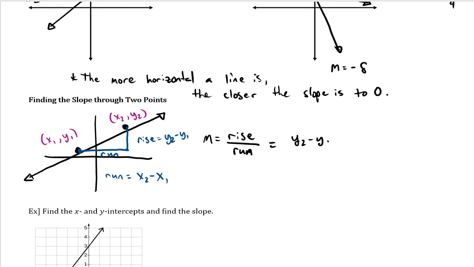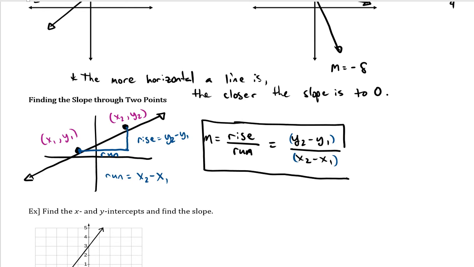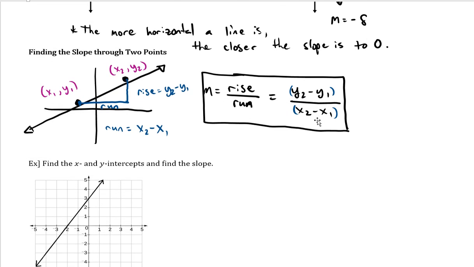Our rise is the same thing as y2 minus y1. Our run is the same thing as x2 minus x1. Now, with fractions, they don't usually show it, but these would have implied parentheses. So in case we need to make sure we're doing the correct order of operations, we would want to simplify the entire numerator and then the entire denominator and then divide. All right, so let's break it down.